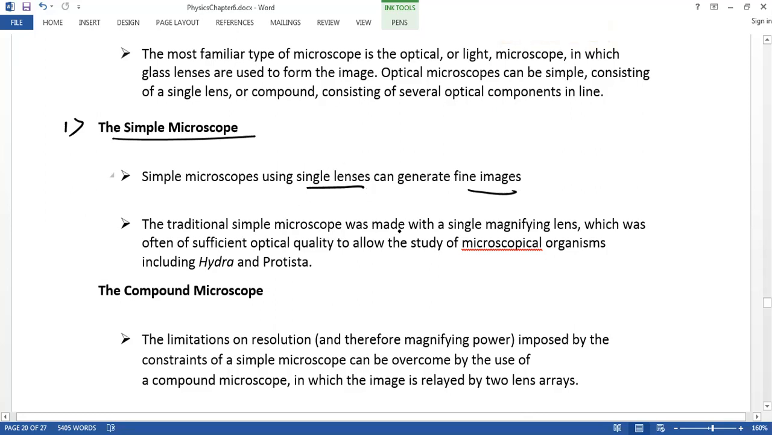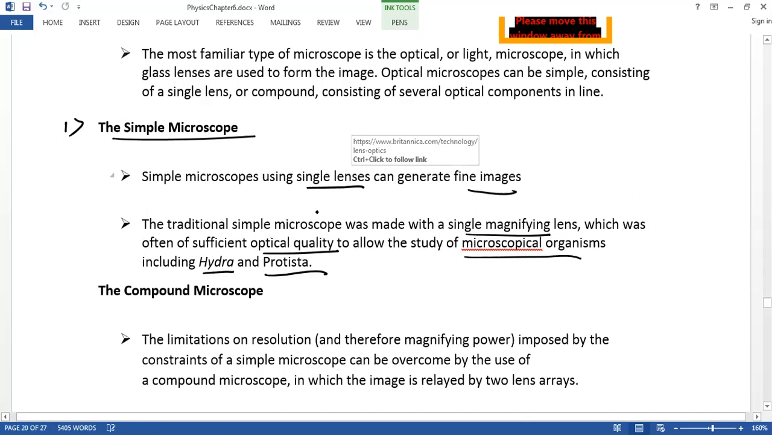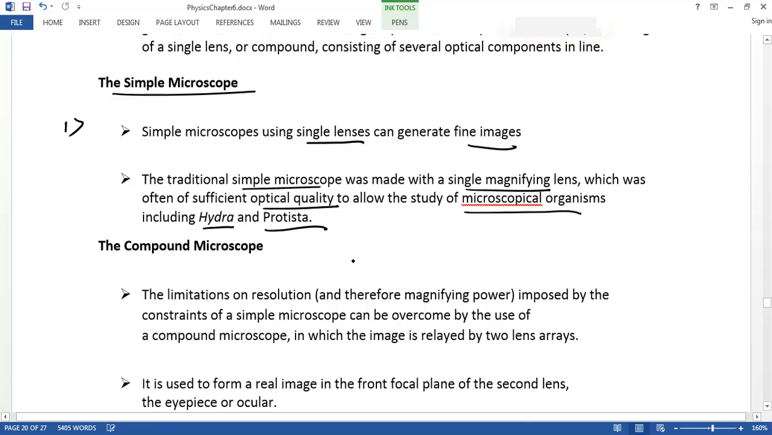The traditional simple microscope was made with a single magnifying lens, which is often sufficient in optical quality to allow the study of microscopic organisms such as Hydra and Protista. The study of Hydra and Protista can be done by a simple microscope. The most common feature of a simple microscope is that a single lens is used to make it.